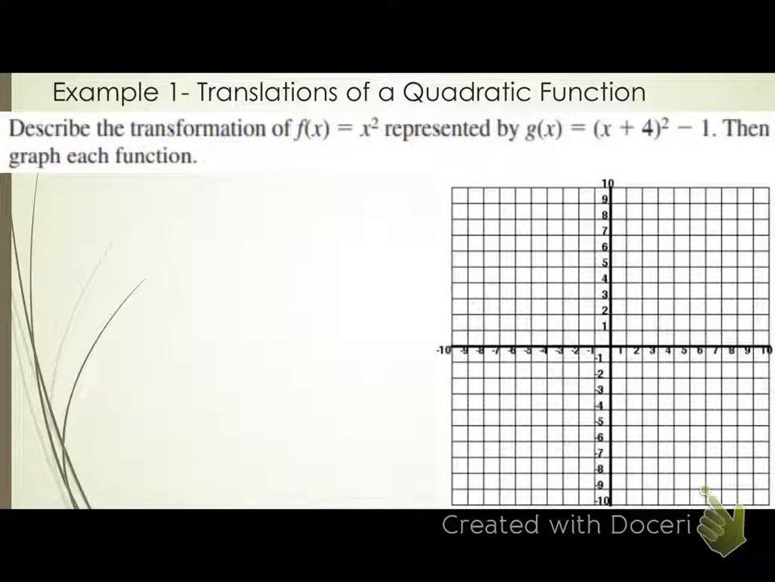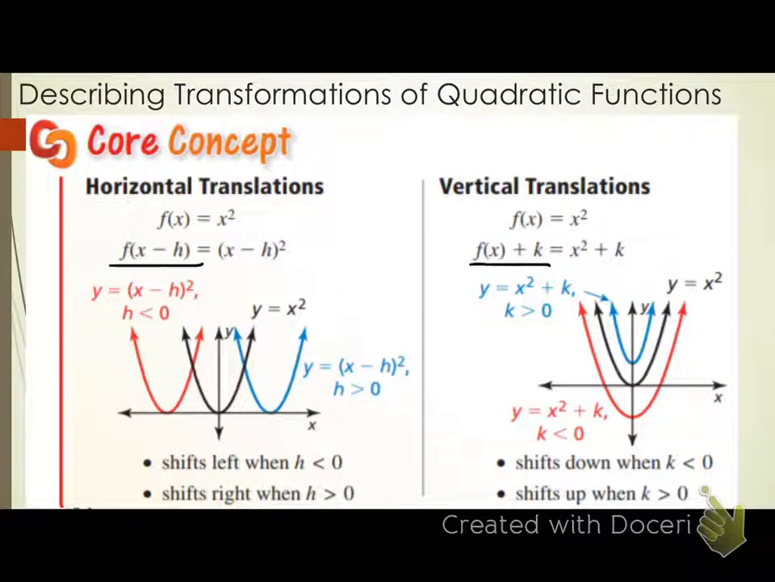So it first wants me to describe the transformation and then graph each function. Can anyone describe the transformations that are occurring here to me? Looks like a left translation. If it's going left, what kind of translation is it? Horizontal. Horizontal translation. How many units is it going left? 4. Yep. Does everyone see that? We have plus 4 inside the parentheses. Remember, if it's inside the parentheses, it's opposite.